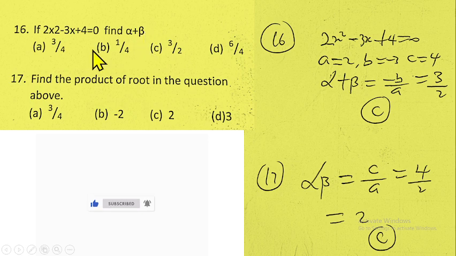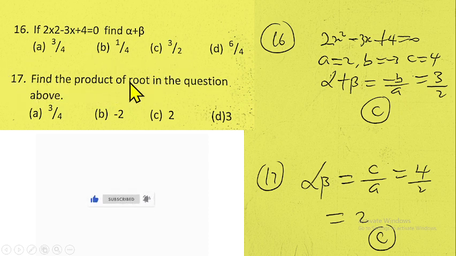So technically, alpha and beta are the roots of this quadratic equation. And we know that in this quadratic equation, a will be 2, b will be minus 3, c is 4. So the sum of the roots of a quadratic equation is minus b over a. And b is minus 3, so minus b will be minus of minus 3, which gives us plus 3 over 2. So option C is the correct option for question number 16.